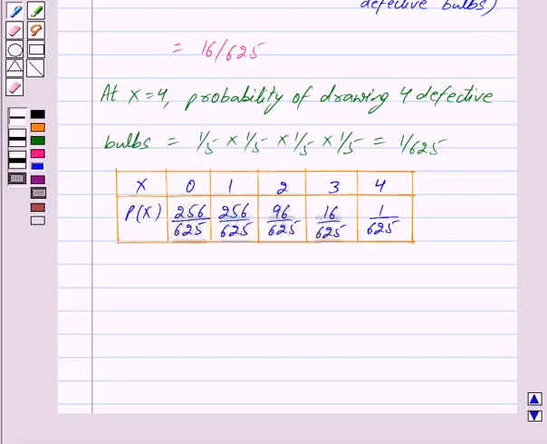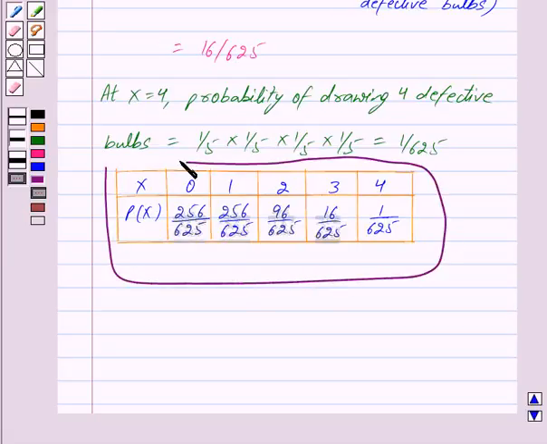So this is our probability distribution table. Here we have, when X is equal to 0, 1, 2, 3 and 4, the probability of X as 256/625, 256/625, 96/625, 16/625 and 1/625 respectively. This is our answer. Hope you have understood the solution.